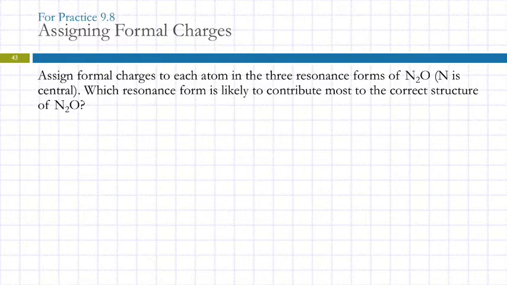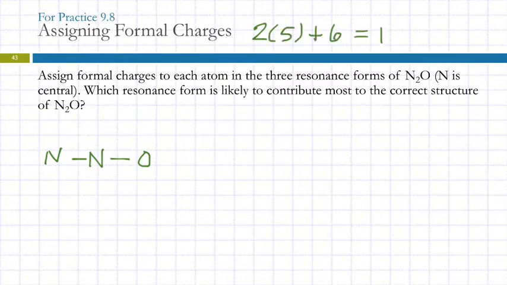So the first step is just a skeleton. Nitrogen's in the middle, and there's going to be a nitrogen on one side and an oxygen on the other side. We have 2 nitrogens. They each have 5 valence electrons, and 1 oxygen with 6. So there's a total of 16 valence electrons. So I've got 2, 4, 6, 8, 10, 12, 14, 16.